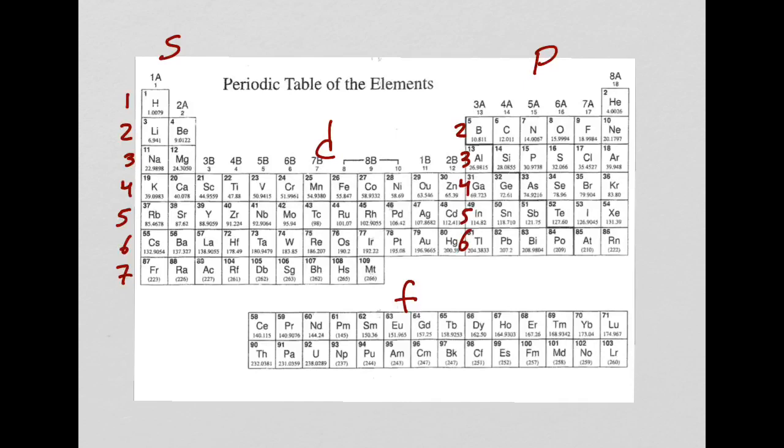D starts from the third energy level. So 3, 4, 5, 6. F orbital starts from the fourth energy level. So 4 and 5. As soon as you get this on the exam, you write this down. All right, so far so good.